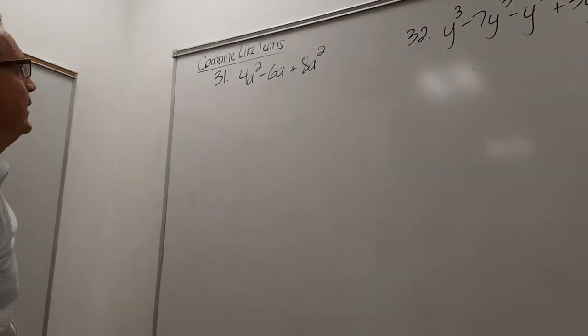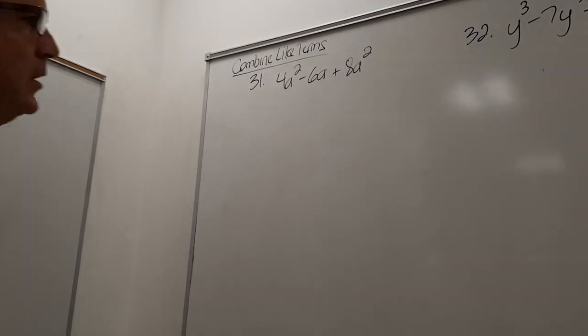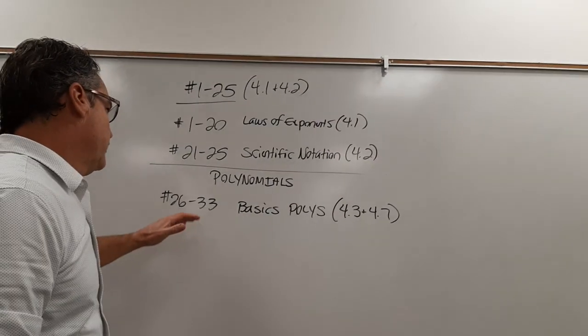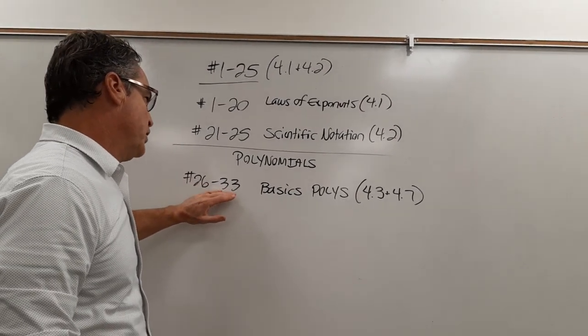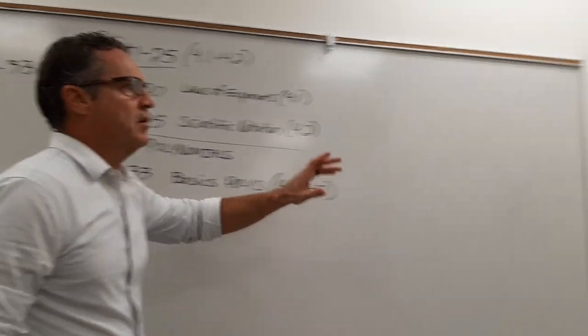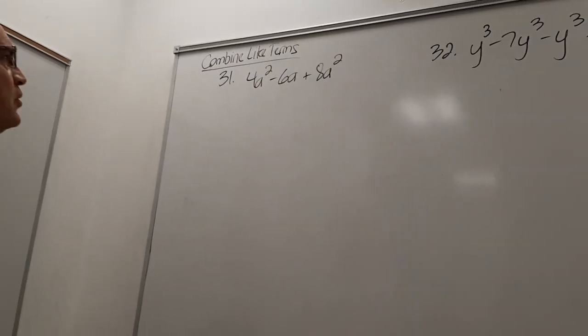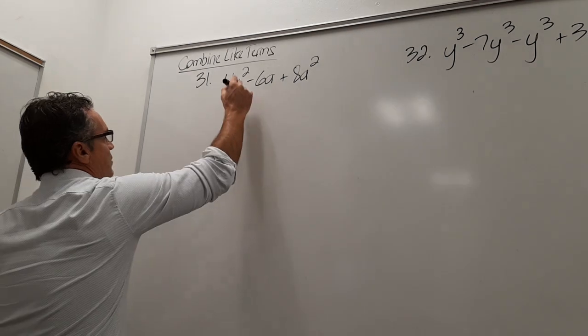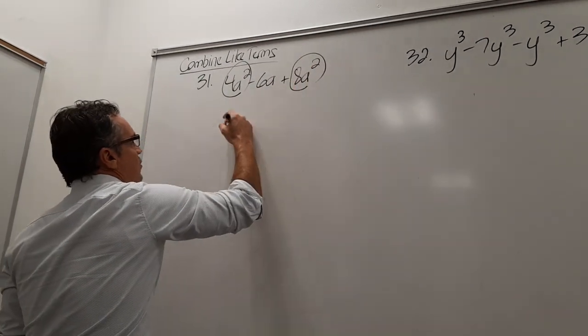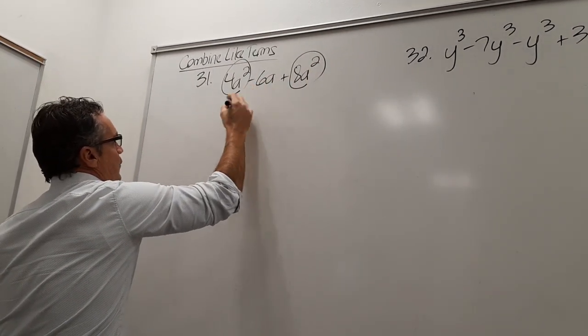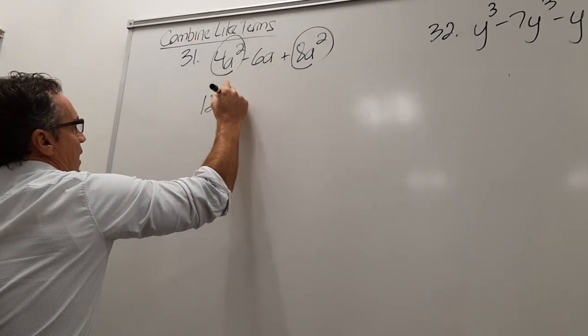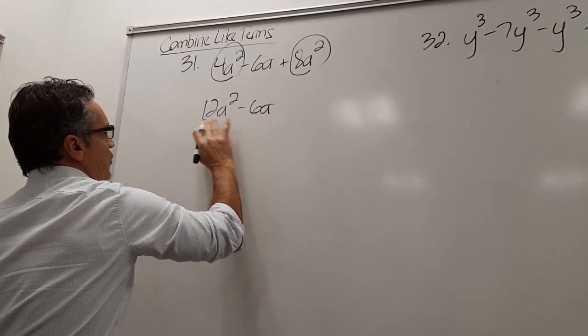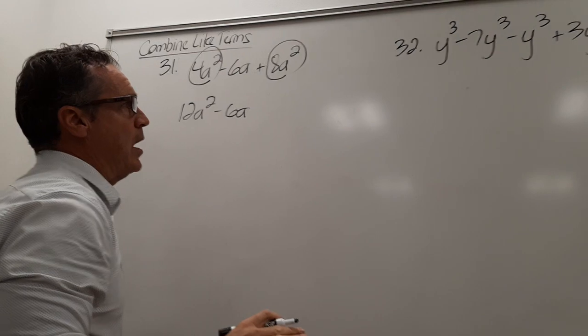Okay, we're back, and if we look at this board, we're still in this zone of numbers 31, 32, 33 in the basics. We come over here, we're being asked to combine like terms. We know how to do this. Simple method, 4a squared, 8a squared. That's a single a, different terms. So 4 and 8 make 12a squared minus 6a. There's no more like terms. We're done with that problem.